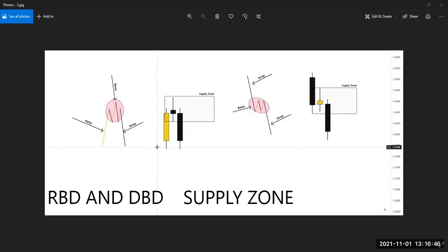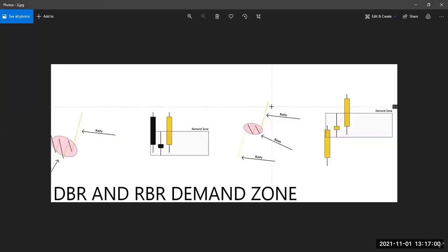So far so good. We are beyond the supply and demand course. We started from a supply zone. Under the supply zone, we have rally-based drop and drop-based drop. We are through with this course. And again, we now enter a demand zone, talking about drop-based rally and rally-based rally, where we identify them on the chart. But today, what we want to talk about is this supply and demand zone.